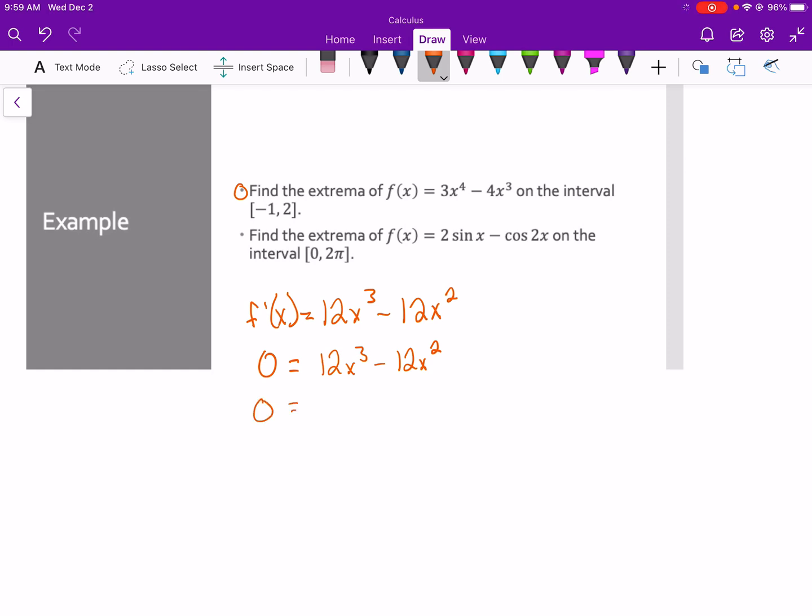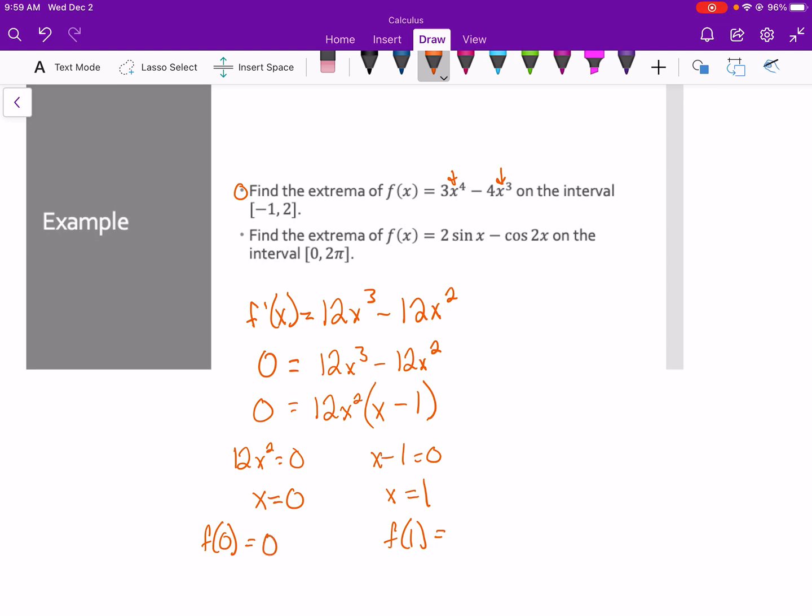So I'm going to factor. I'm going to take out a 12x squared from both of them, and that leaves me with x minus 1. So we take each part and set it equal to 0. So our critical points occur at 0 and at 1. Now let's find f of 0 and f of 1. So if I plug in 0 for x in the original, I'm just going to get 0. And if I plug in 1, I get 3 minus 4, which is negative 1.